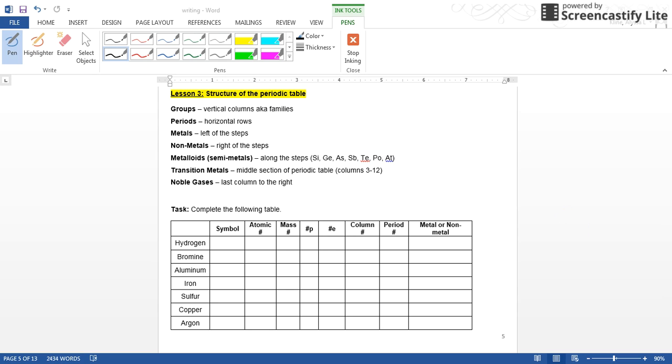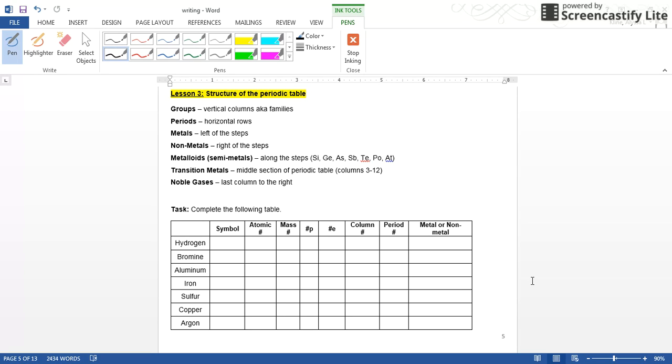So what we're going to do today is talk a little bit about the structure of the periodic table, and then in class we're going to do some activities to work on getting to know it a little bit better. So, structure of the periodic table: there are what's called groups. Those are the vertical columns. You might also hear them called families. Periods are going to be the horizontal rows.